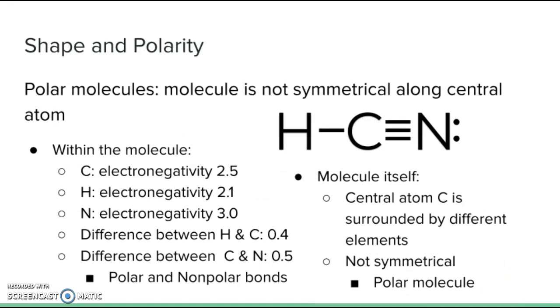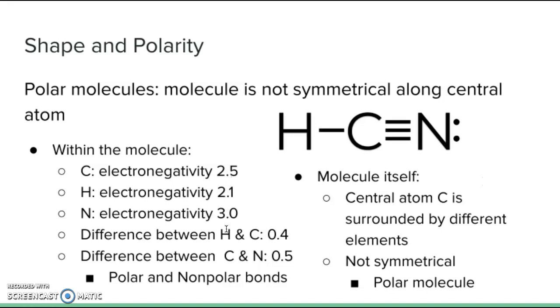Polar molecules, on the other hand, are going to be molecules that are not symmetrical, right? If I cut this molecule in half along my central atom, H and N are not the same, so I'm no longer symmetrical. Within the molecule itself, I have both polar and nonpolar bonds, right?